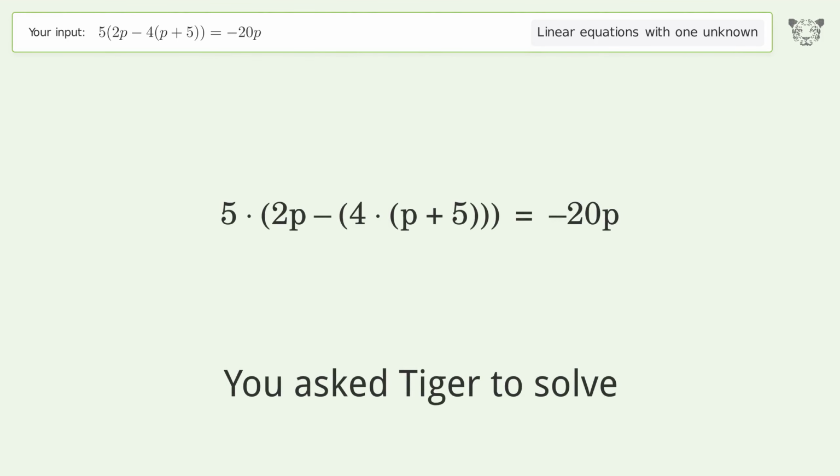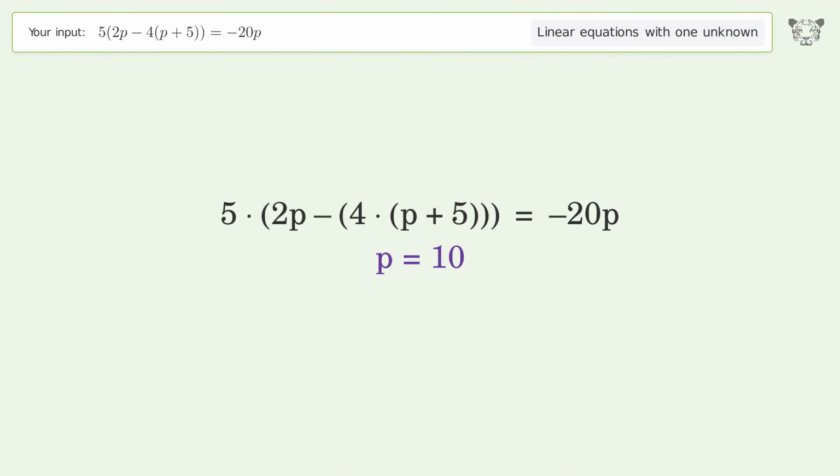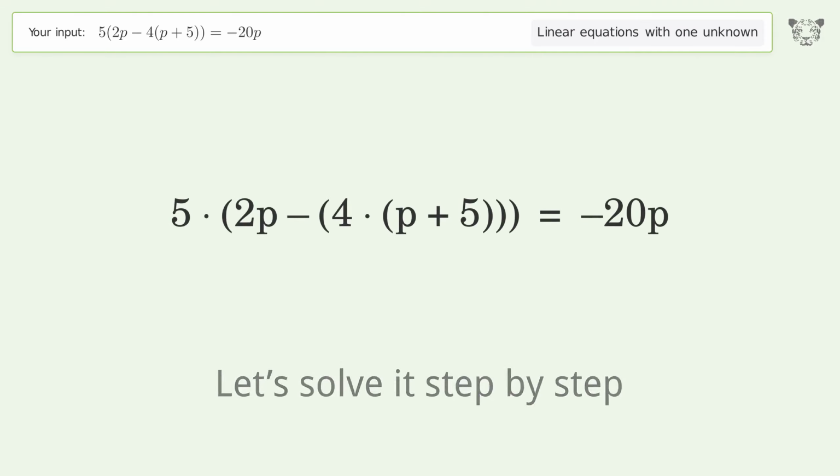You ask Tiger to solve this. This deals with linear equations with one unknown. The final result is p equals 10. Let's solve it step by step.